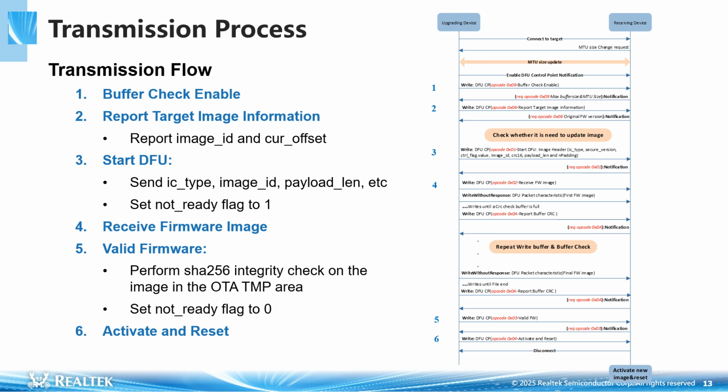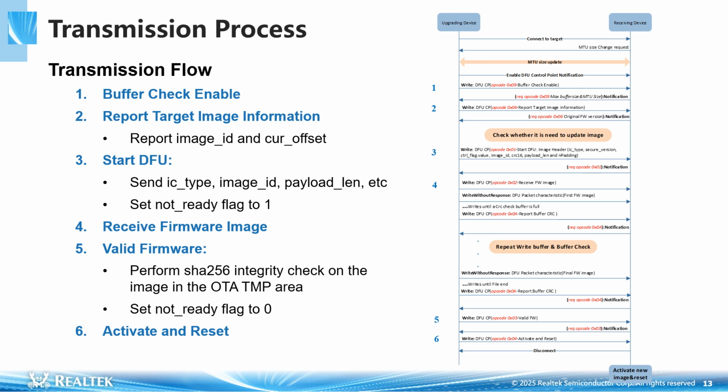Next, I will introduce the transmission process of the OTA upgrade. The first step is to enable the buffer check feature to ensure the transmission proceeds smoothly. The second step involves reporting information about the device's image, including the image ID and the current offset. In the third step, we initiate a device firmware upgrade. During this step, essential information, such as IC type, image ID, and payload length, is sent, and the Not Ready flag is set to 1, indicating that the device is not yet prepared to activate the new firmware.